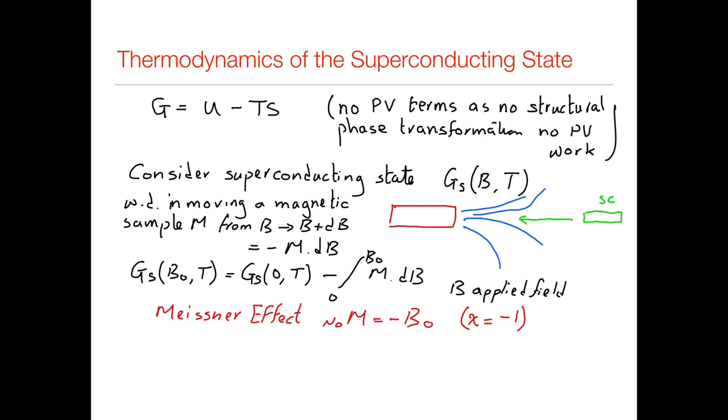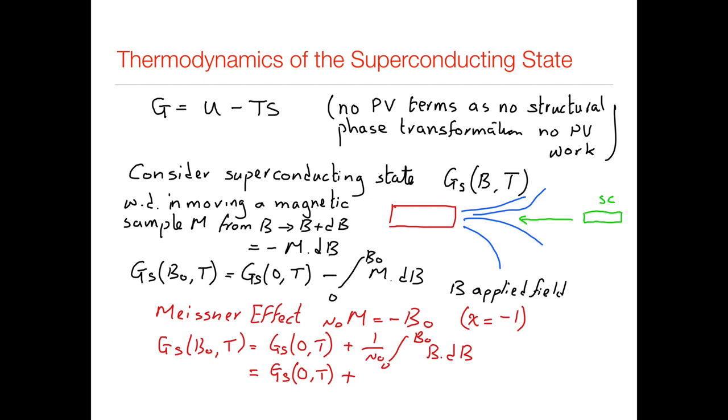So if we do that, we will get that GS at B0 and T is equal to GS at 0 and T plus 1 over mu naught, just substituting M in this formula here, the integral from 0 to B0 of B dot dB, which is going to be equal to GS of 0 and T plus B naught squared over 2.